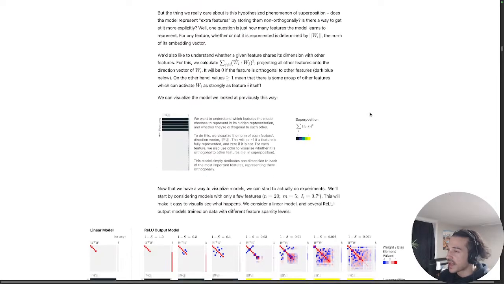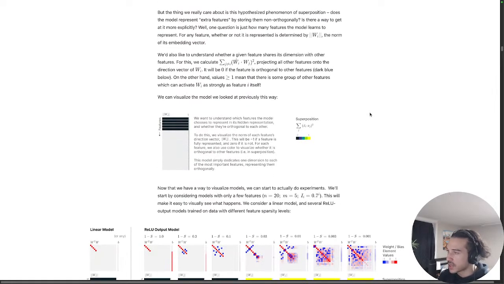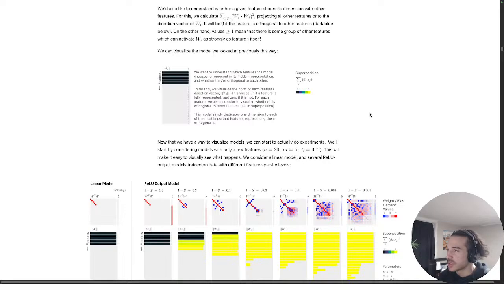On the other hand, values greater than or equal to 1 mean that there is some group of other features which can activate Wi as strongly as feature i itself. We can visualize the model we looked at previously this way. So here we want to understand which features the model chooses to represent in its hidden representation and whether they are orthogonal to each other.